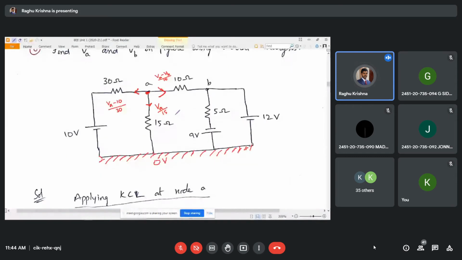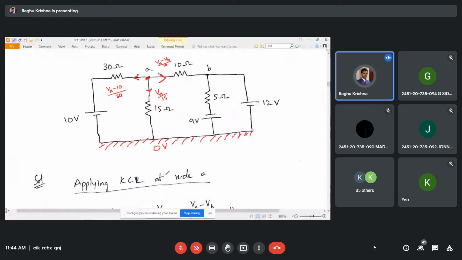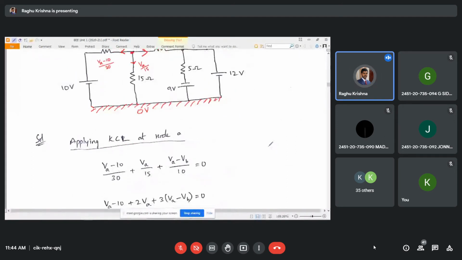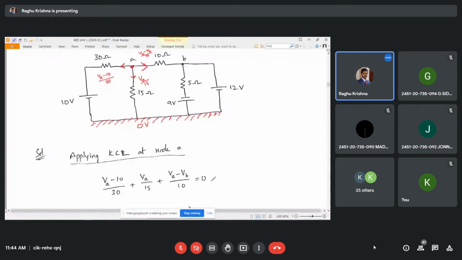Applying KCL at node A: VA minus 10 by 30 plus VA by 15 plus VA minus VB by 10 is equal to 0. If you have any doubts in this equation, you can ask me. VA minus 10 by 30, how did you get that?